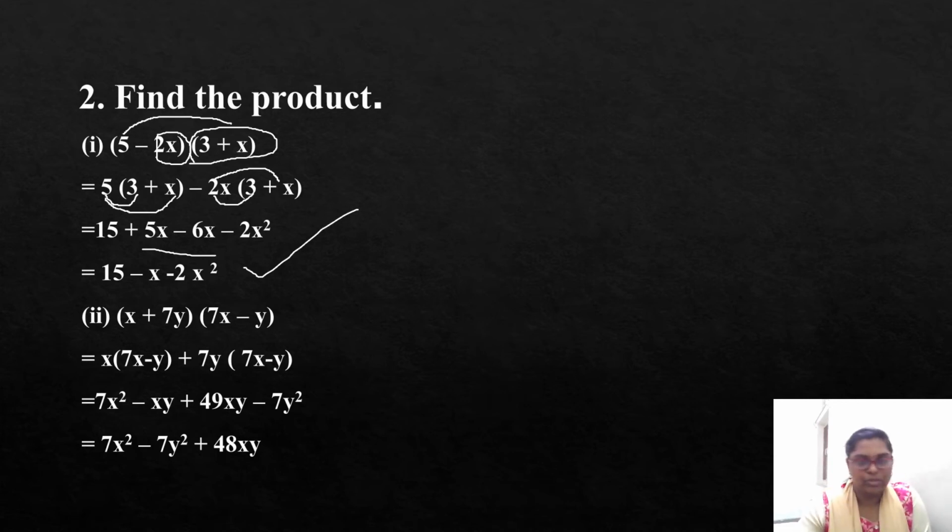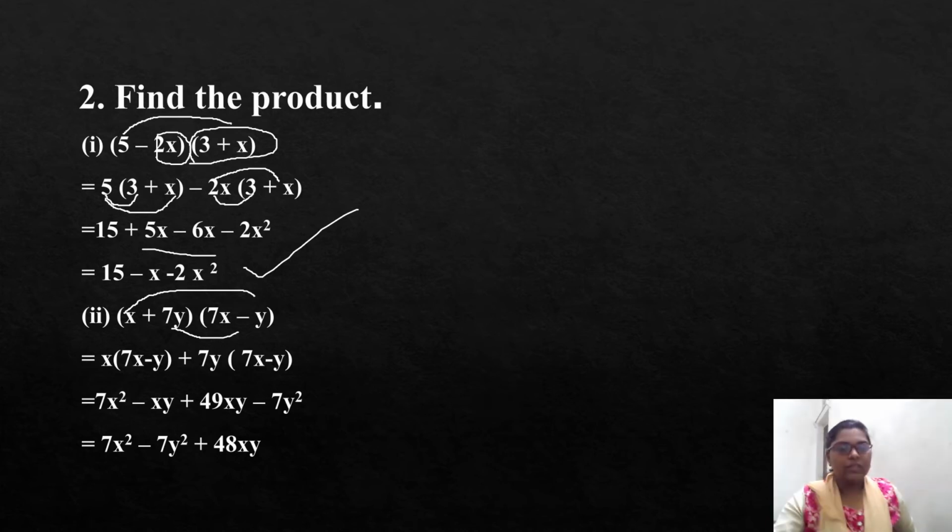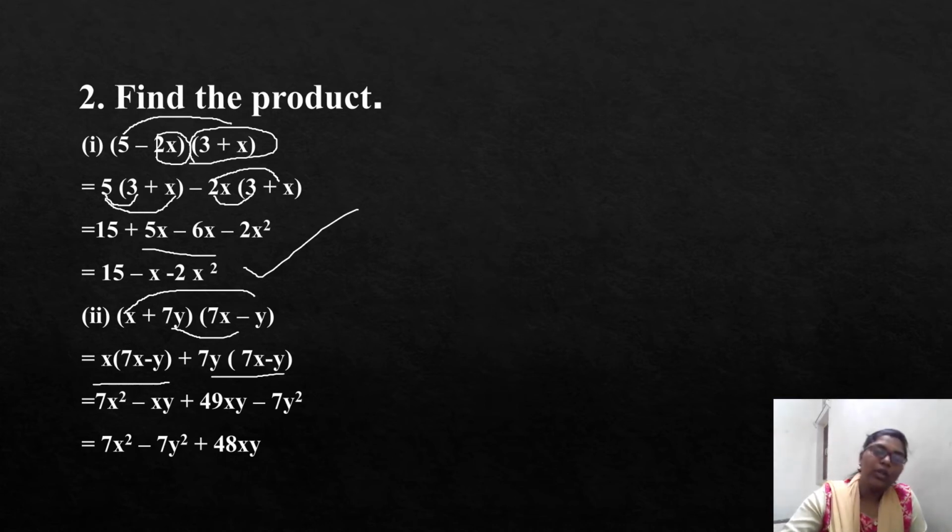This is equal. Next, the second subdivision, I will leave to you. Nothing, the same thing they have given. First take this x term and multiply with the full term. Next take the 7y term and multiply with the full term. That is your second step I have written. See, if you see, you can understand. This is one term and this is another term. So now multiply this x into. So x into 7x, 7x square, x into y, xy.